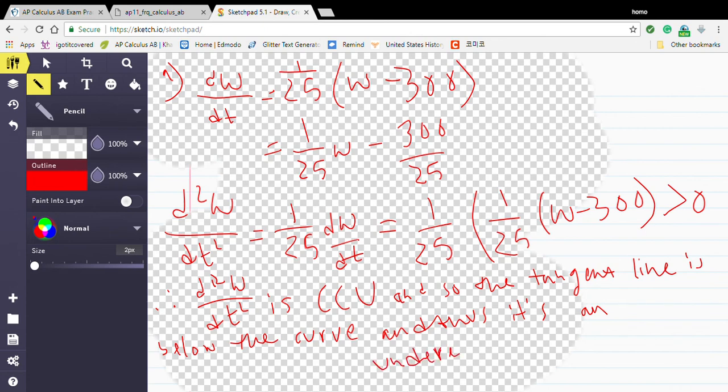So where did we get this? This is the rule we have to remember when we do a differential equation. If it's positive, it's concave up, so the tangent line goes below the curve, and if it's concave down, that means this is going to be negative, so the tangent line goes over the curve. That means this is an overestimate and the other is an underestimate. This is what we have to remember when we are asked to find if it's an underestimate or an overestimate.